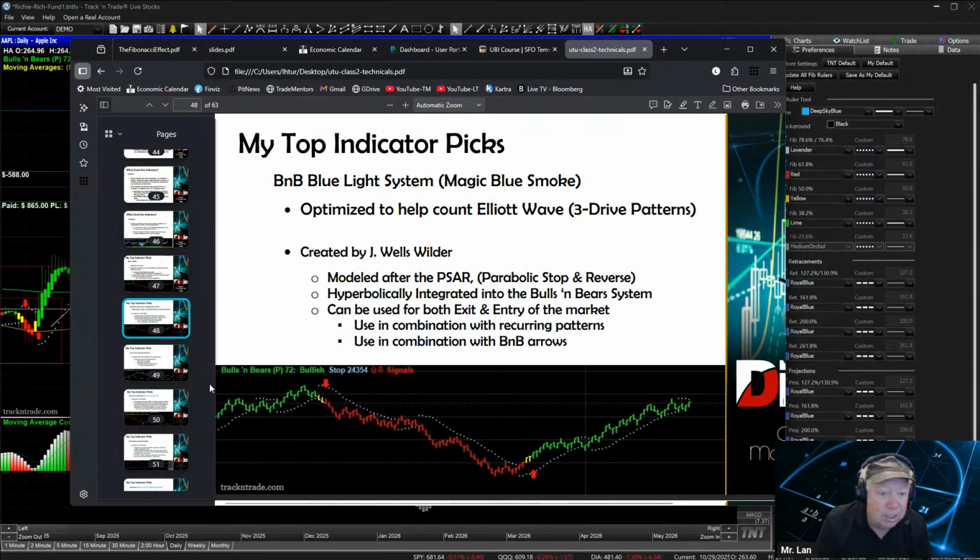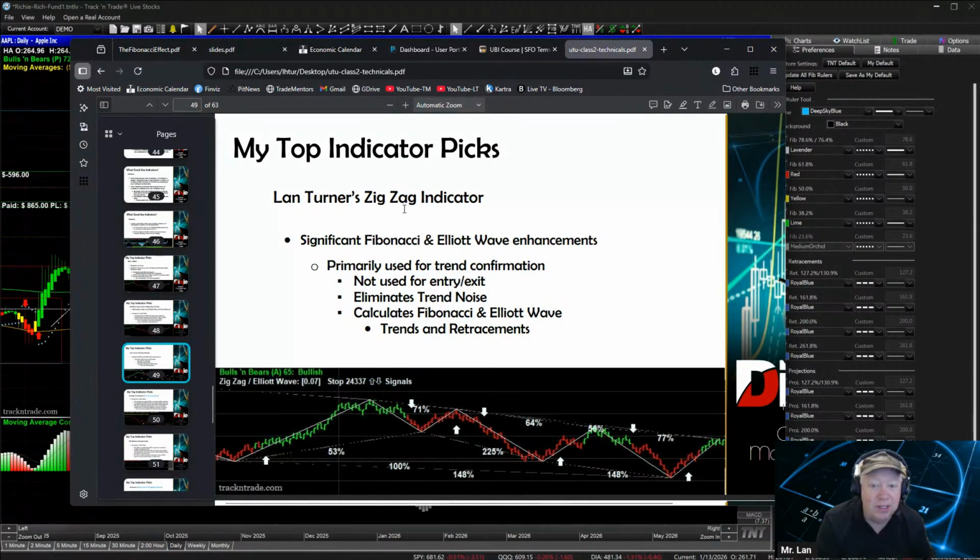All right. So now the next one we want to talk about is the zigzag tool. The zigzag Fibonacci and Elliott Wave Enhancement. It's another tool very similar to the bulls and bears, but it doesn't have color coding. So it's primarily used for trend confirmation, not used for entry and exit. It eliminates trend noise, calculates Fibonacci and Elliott Wave trends and retracement. So let's go look at that.